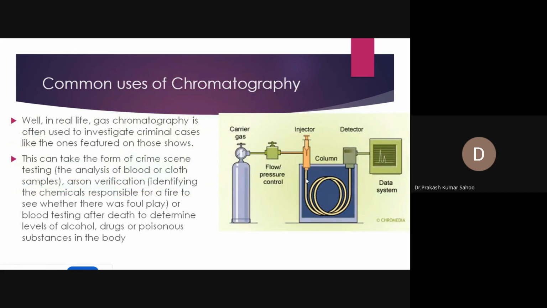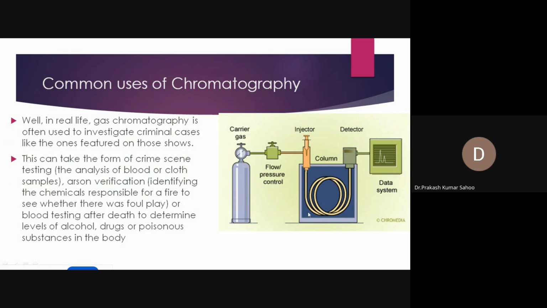This is a common instrumentation of chromatography, where one carrier gas is there, which will create some pressure inside the chromatography instrument. Then we have the injector, which is used to inject the sample inside your chromatograph. This is the chromatograph we have. Okay.